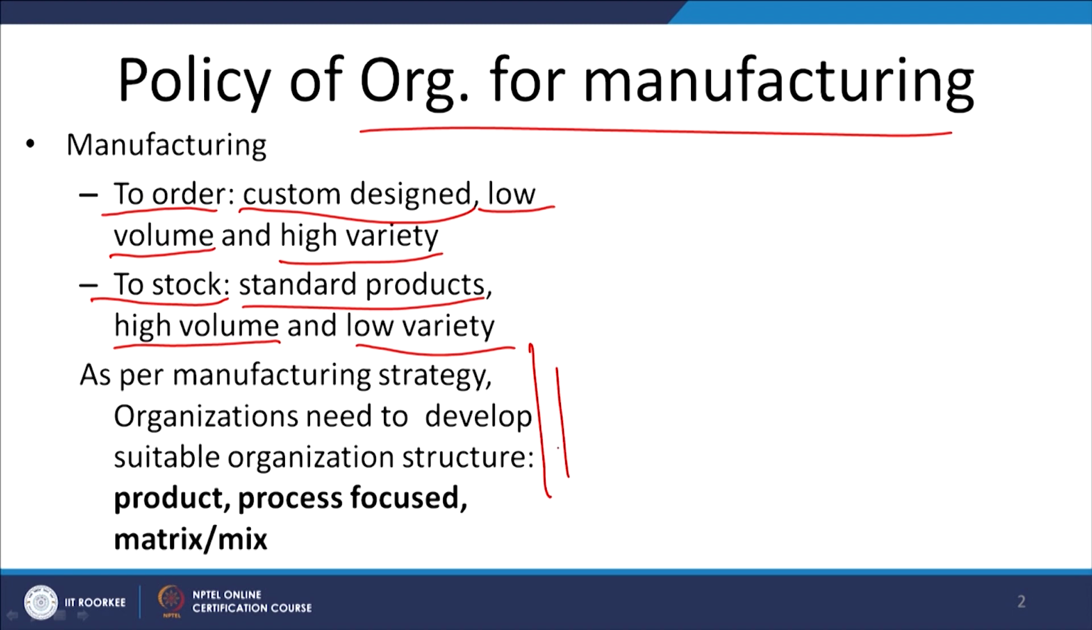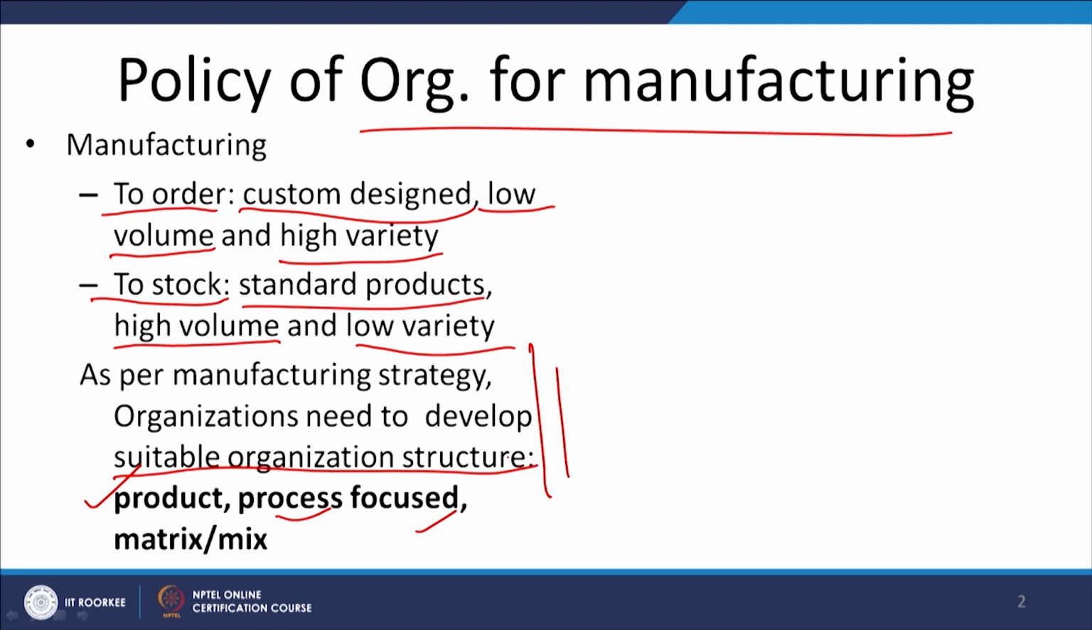And accordingly, as per the manufacturing strategies adopted, the organizations need to develop the suitable organizational structure, which will be product focused, process focused, or the matrix or the mixed organizational structure.